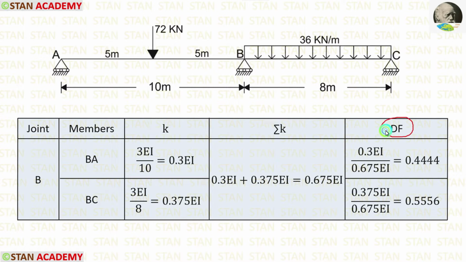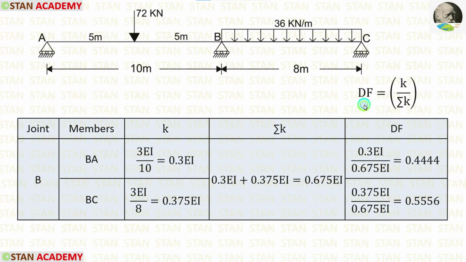Now, let us calculate the distribution factor. The formula for the distribution factor is K by summation of K. For BA, K is 0.3 EI, sigma K is 0.675 EI. When we apply the formula, we are getting 0.4444. For BC, K is 0.375 EI, summation of K is 0.675 EI. When we apply in the formula, we are getting 0.5556.